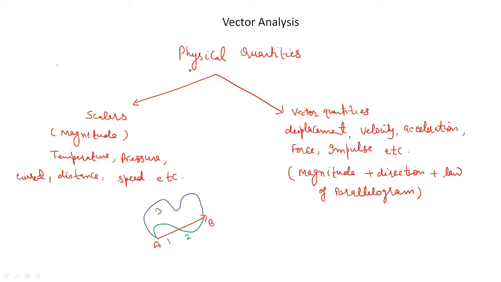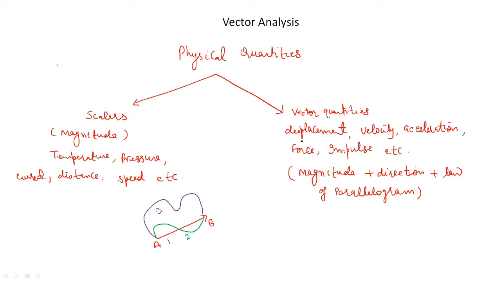Hello everyone, today we will discuss the types of the physical quantities used in physics. In physics, there are two types of quantities used. Number one is the scalar type quantities and number two is vector type quantities. The scalar type quantities are those physical quantities which have only the magnitudes. The examples of the scalar quantities are temperature, pressure, current, distance, speed, and so on.